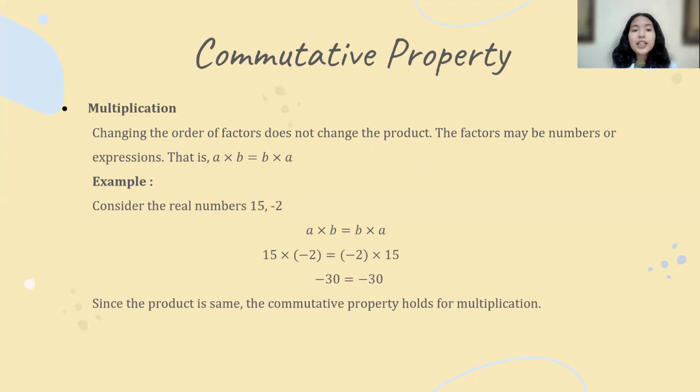For example, consider the real numbers 15 and negative 2. And we can substitute into the formula A times B is equal to B times A. 15 times negative 2 is equal to negative 2 times 15. And then the result is negative 30 is equal to negative 30. We can conclude that since the product is the same, the commutative property holds for multiplication.